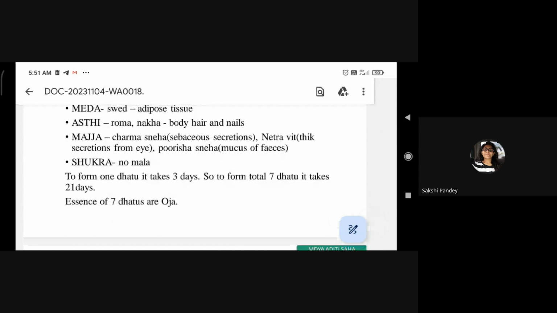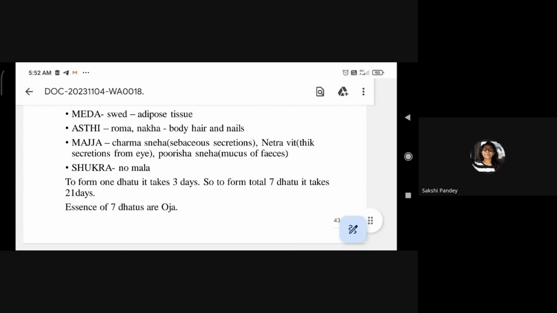From one dhatu, it takes 3 days to make another dhatu. For example, suppose you have eaten a thali today, then it will take 3 days to make complete rasa from that food, and 3 days from rasa to rakta, then rakta to mansa, again 3 days.